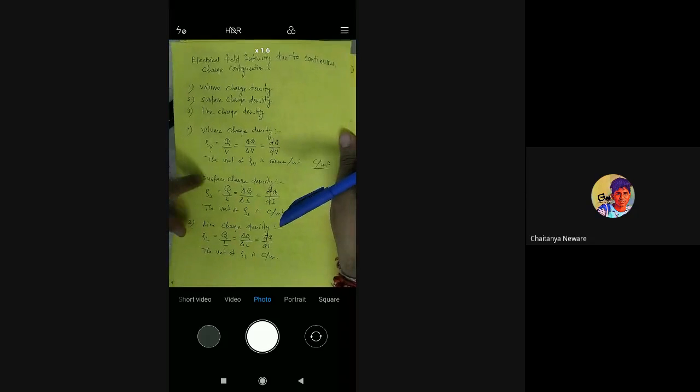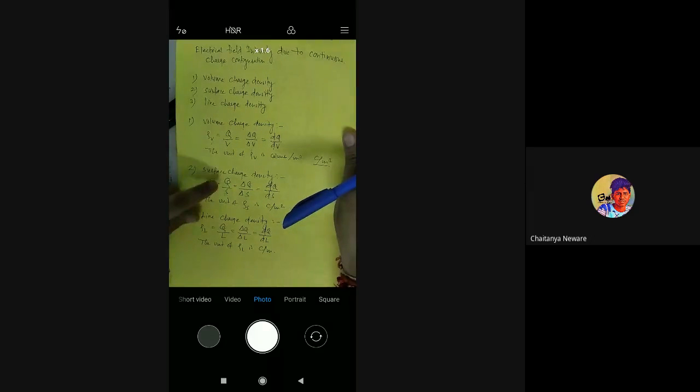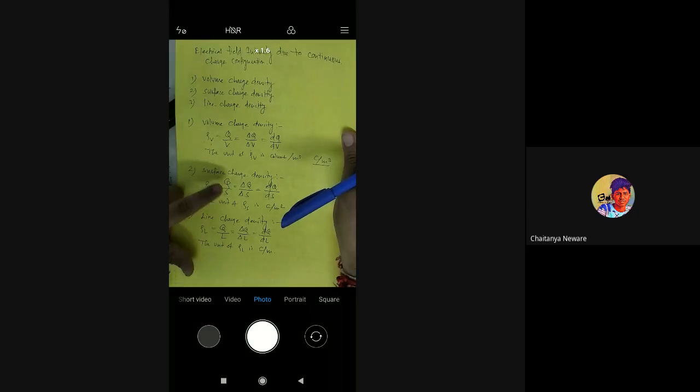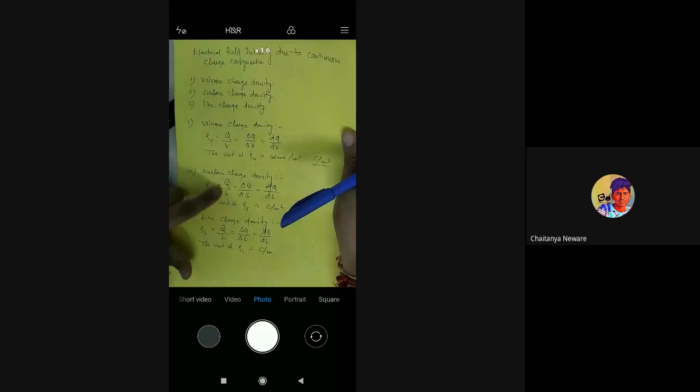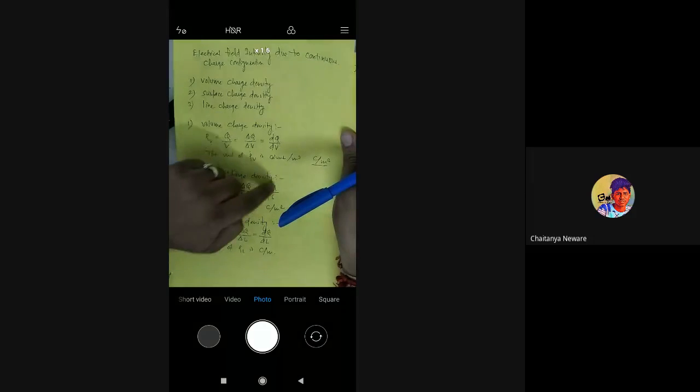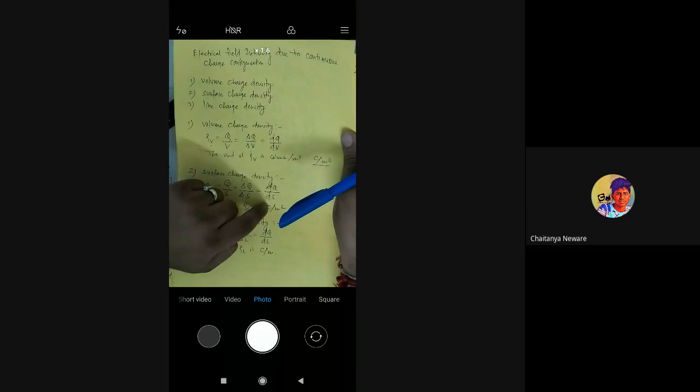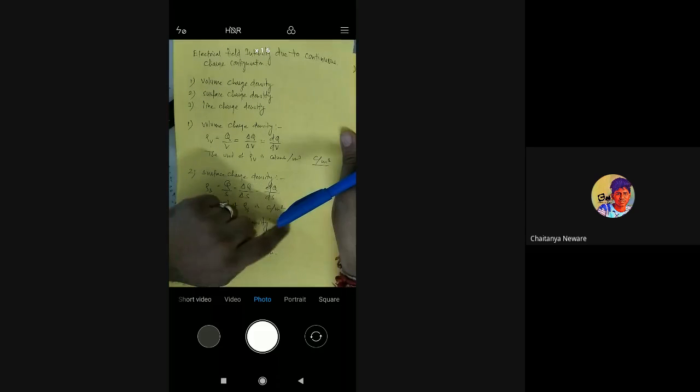Similarly, the surface charge density is the total charge in the region to the total surface area of the region, or incremental charge to the incremental surface area of the region, or differential charge to the differential area of the region, and it is represented as rho s, and the unit of surface charge density is coulomb per meter square.